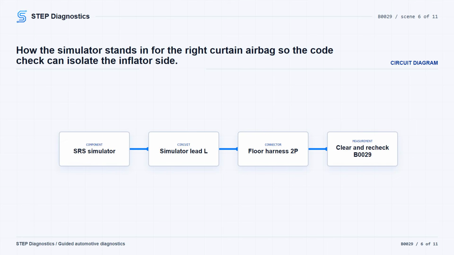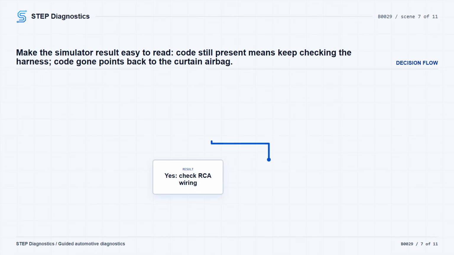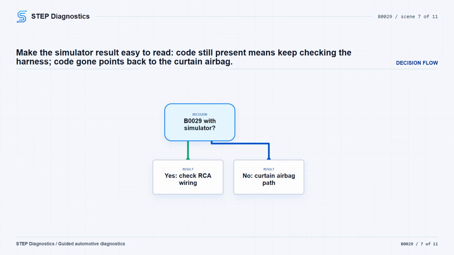Reconnect the negative battery cable, clear the DTCs with the HDS, turn the ignition switch to ON (II), wait for 10 seconds, and check for B0029-13 again. If the code is still indicated with the simulator in place, keep going into the harness check. If the code is not indicated, the path points to an open or increased resistance in the right side curtain airbag inflator, and replacement of the right side curtain airbag is supported by this test result.